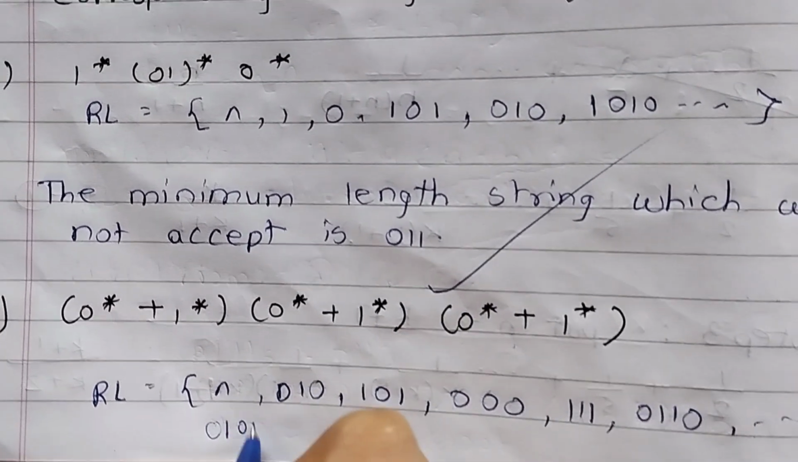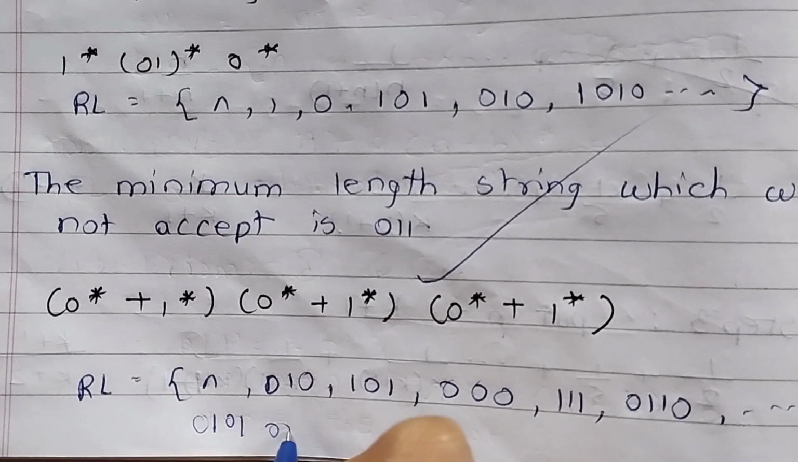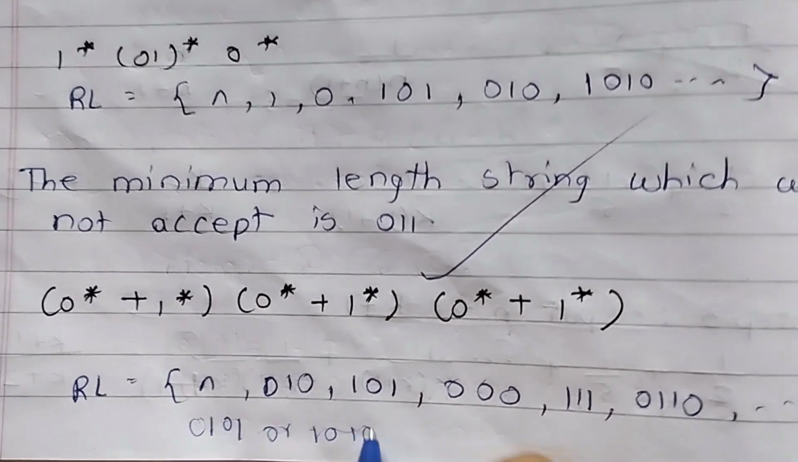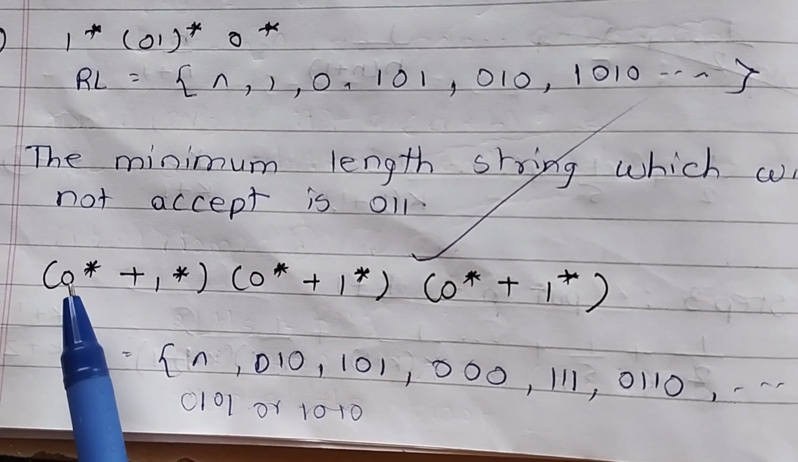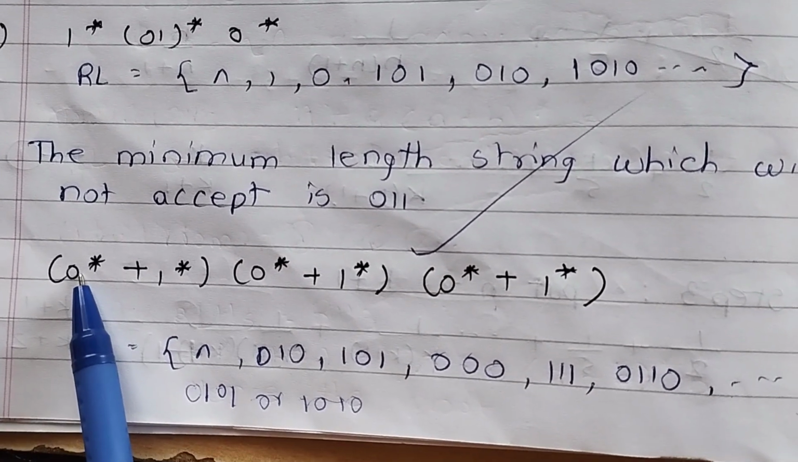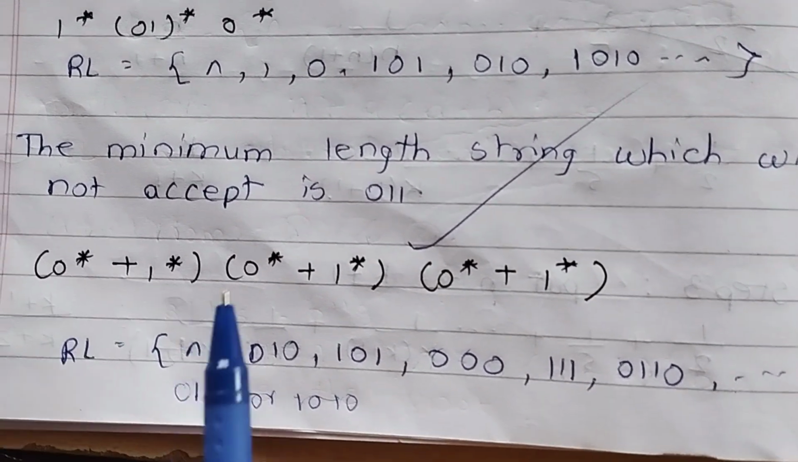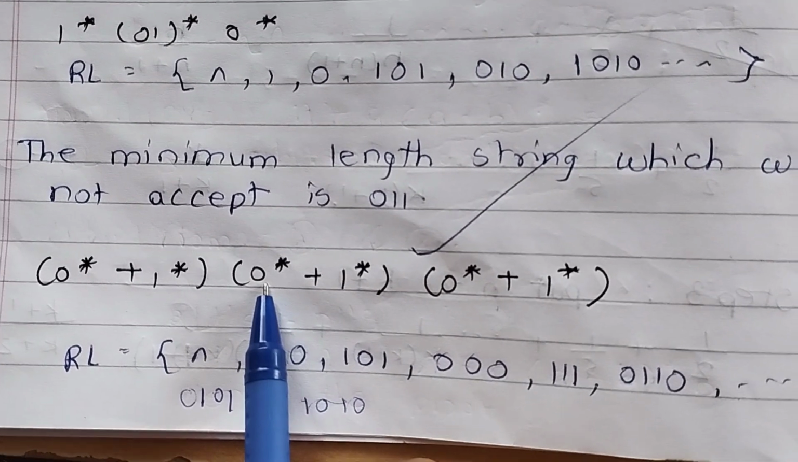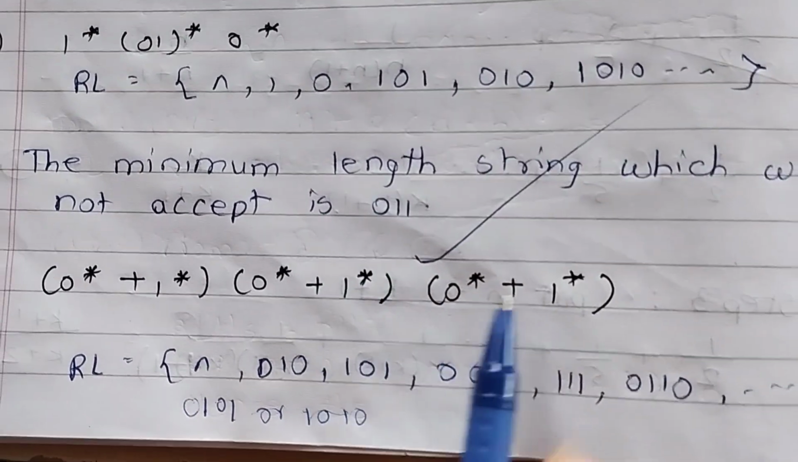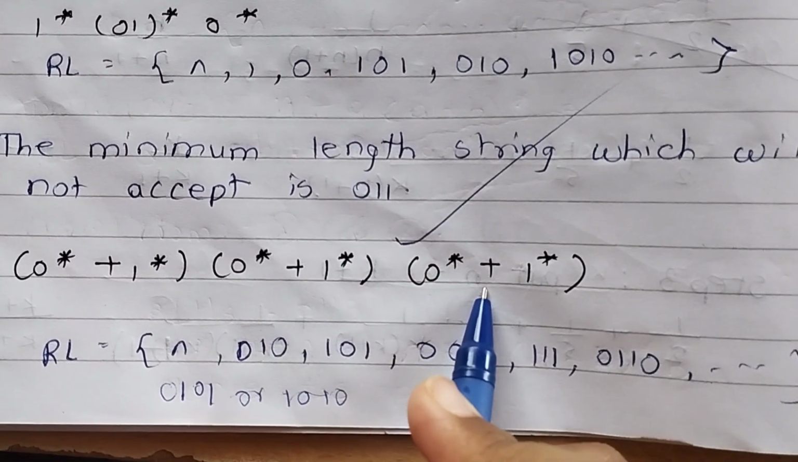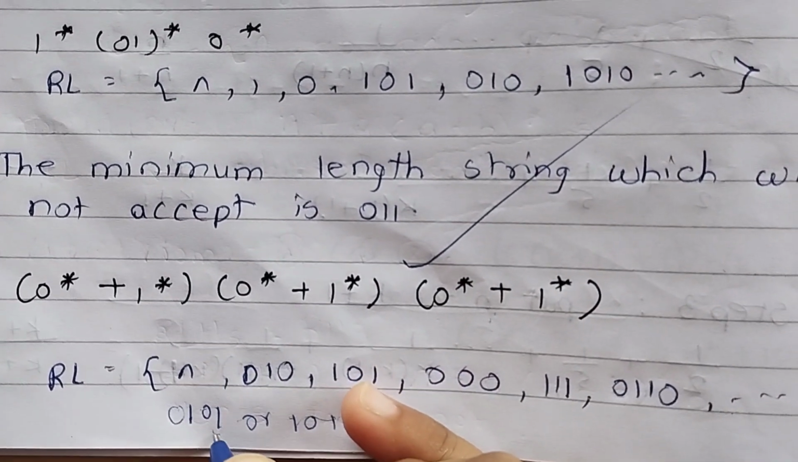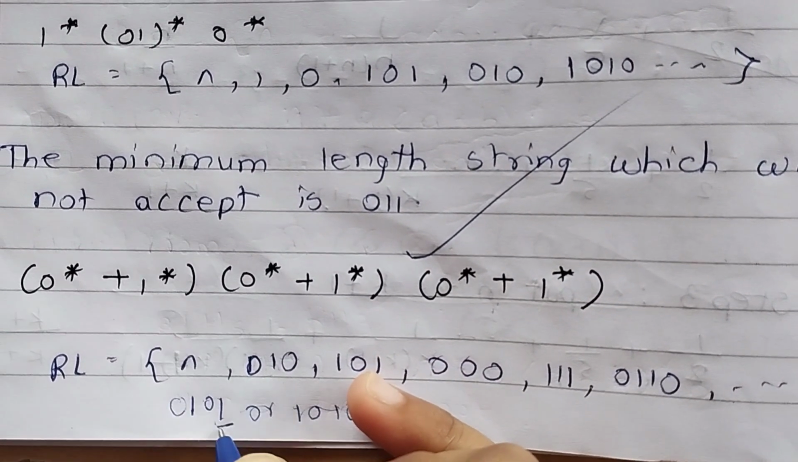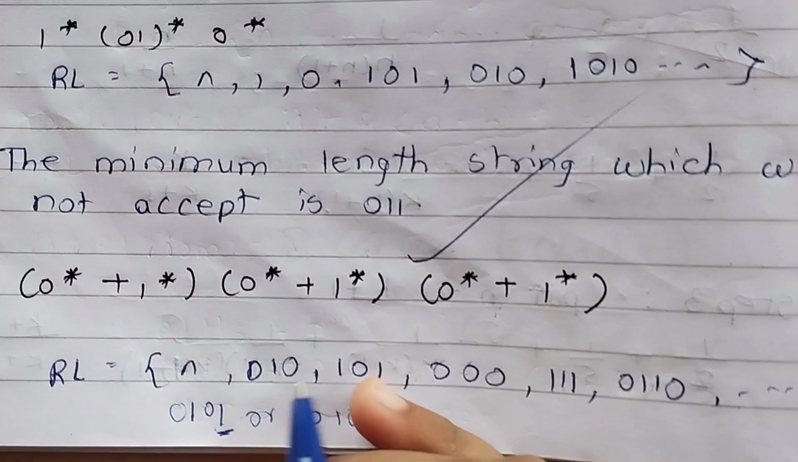0 1 0 1 or 1 0 1 0. Why? Let's suppose we consider this bracket from 0. Then from this bracket we consider 1 and this bracket we consider 0. Then what about this one? This one, from where does it come?